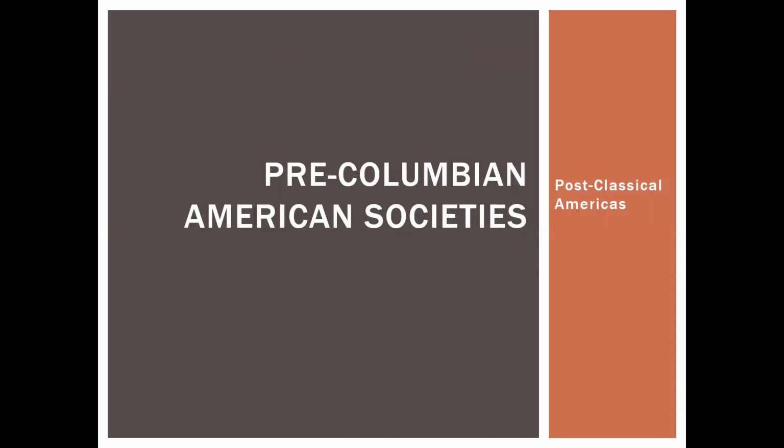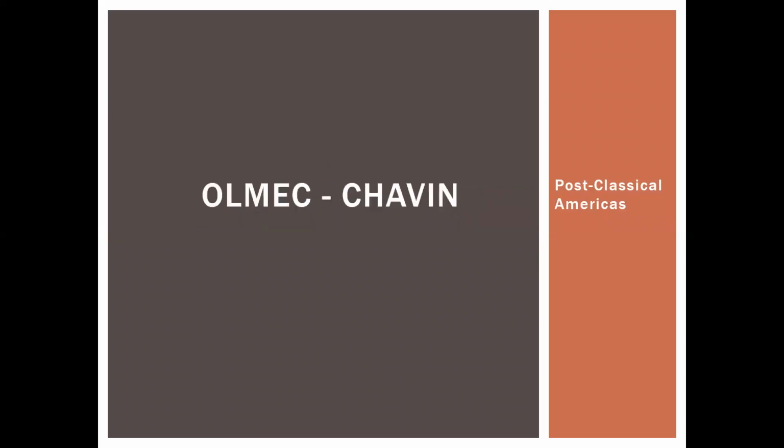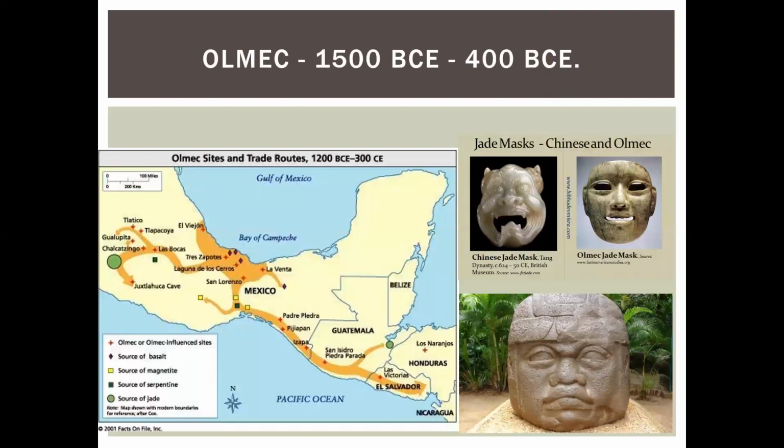The last group we're going to talk about are the pre-Columbian American societies. Basically what you need to know for the Americas is that complex civilizations existed in the Americas before Christopher Columbus arrived. I'll say that again. Extremely complex civilizations existed in the Americas before Columbus arrived. Examples of those are the Olmec and the Chavin. These are some of the earliest complex civilizations in the Americas.